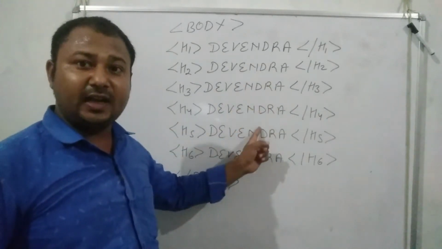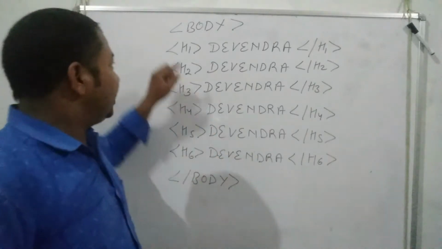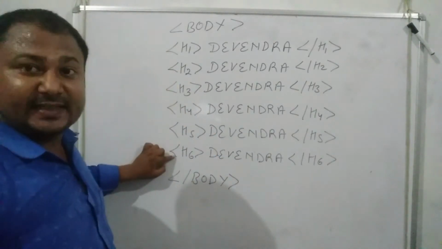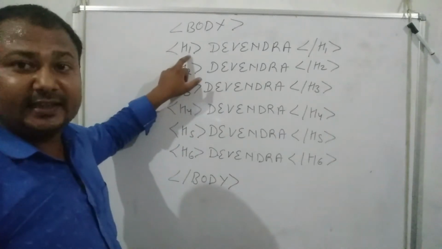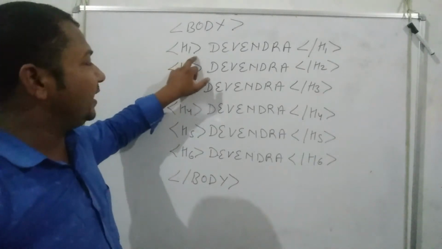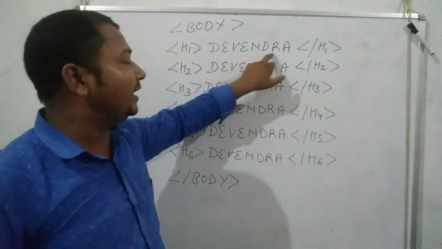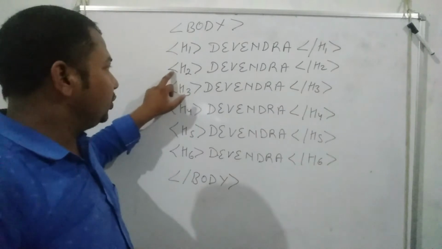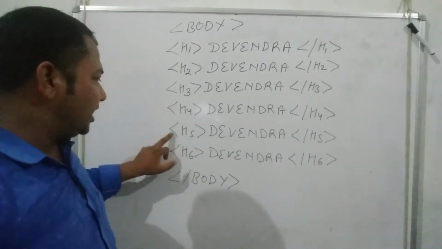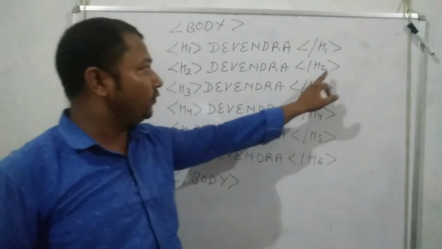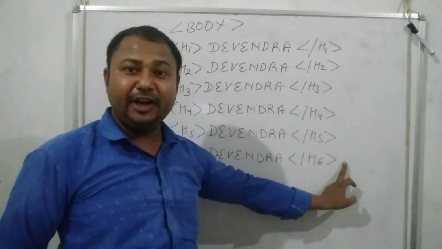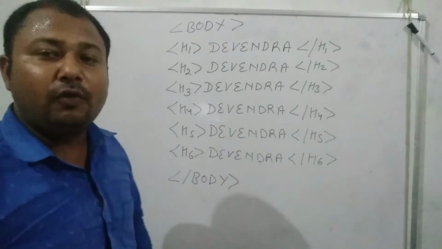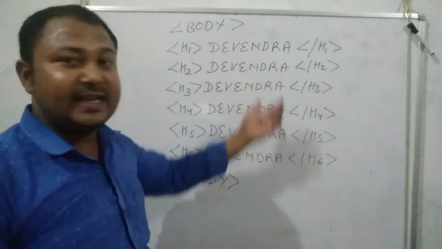These are the six heading tags used in HTML: H1, H2, H3, H4, H5 and H6. Each heading tag will start and end on a line, it will be closed. In the same way, H2, H3, H4, H5, H6 also will be closed at the end of the line. What is the work? What will be the output of these headings?